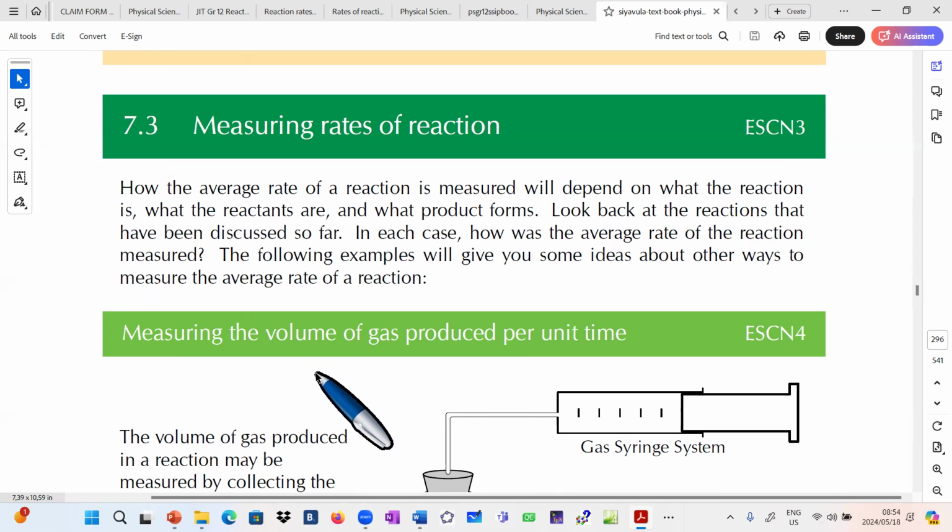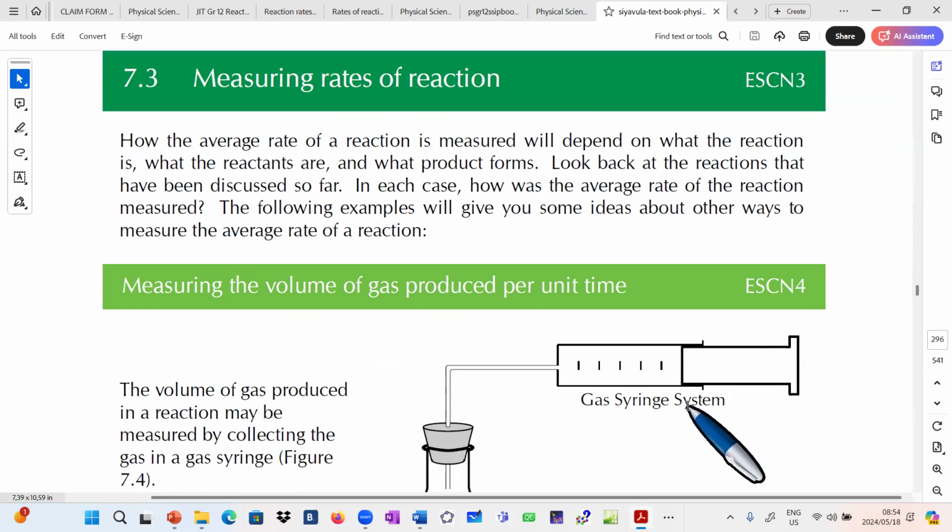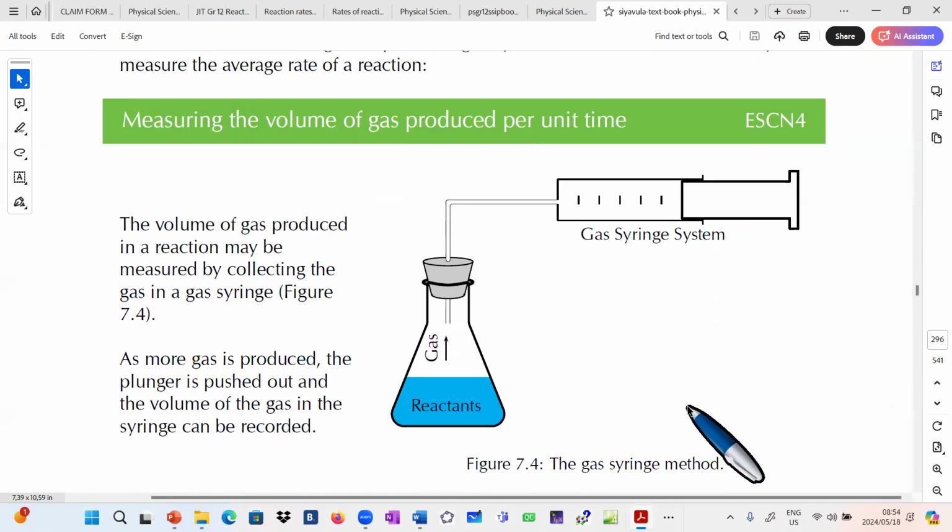We continue to analyze this here. Measuring the volume of gas produced per unit time. How much gas is produced? Now, to understand how much gas is produced in a chemical reaction, for instance, if you have what you call the gas syringe method, you can use a gas syringe to measure the amount of gas formed, or the volume of gas produced per unit time.